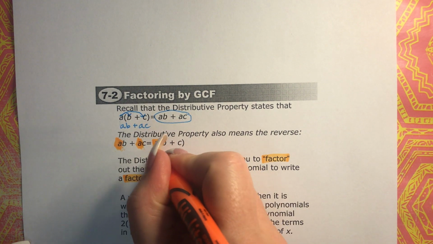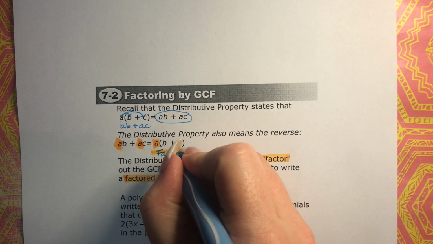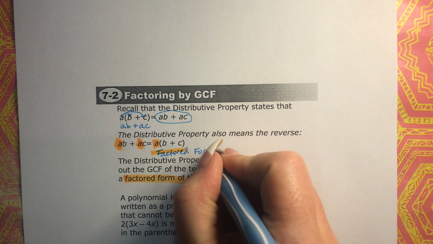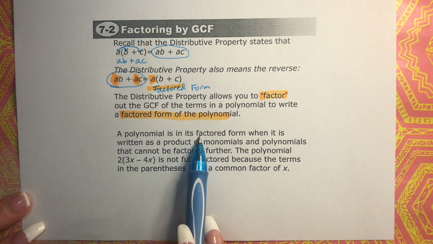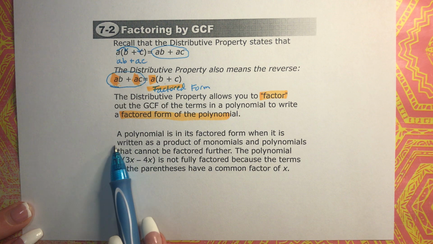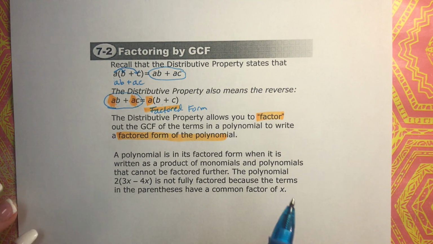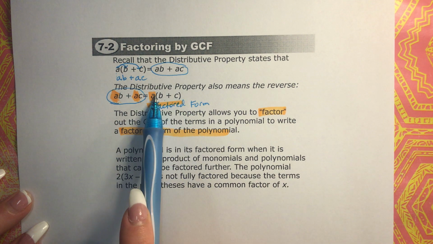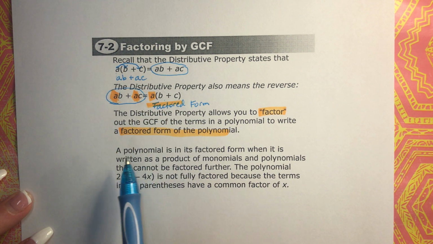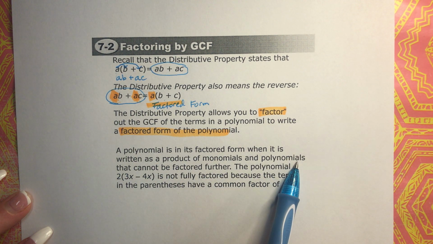So that's what this is. This is the factored form, and that's what we're going to be doing in this lesson. We're going to be given things like this, and we're going to write them in the factored form. A polynomial is in its factored form when it is written as a product of monomials and polynomials. So here's our monomial and here's our polynomial, which is a binomial. So it's a monomial multiplied by a binomial.